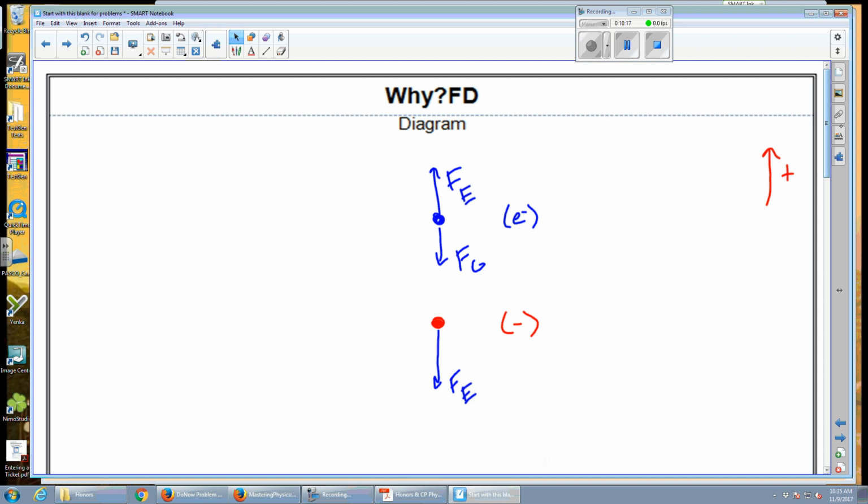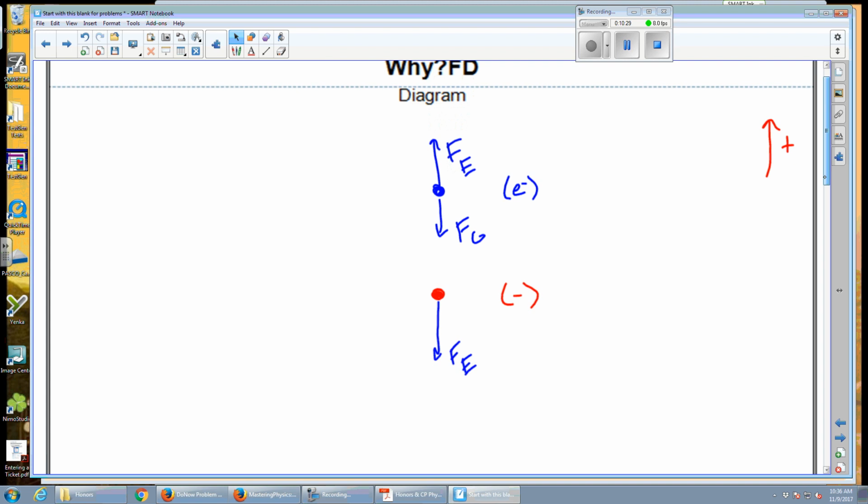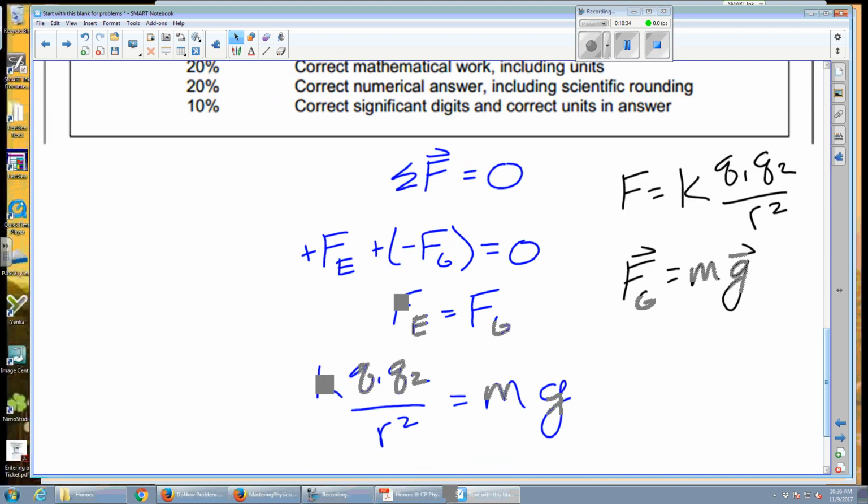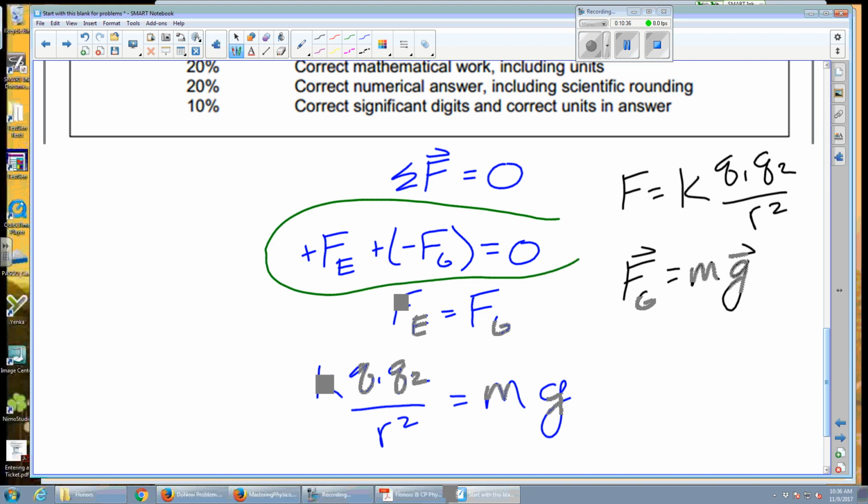Now, all of you agreed with that drawing. How many forces are on the blue electron? 2. So representing that drawing mathematically is right here. Here is that drawing written in the language of math. They're the same exact thing. One's written in the language of visualization, and one's written in the language of math.